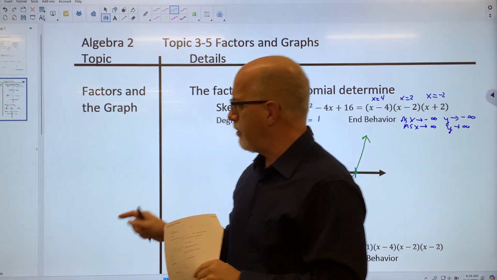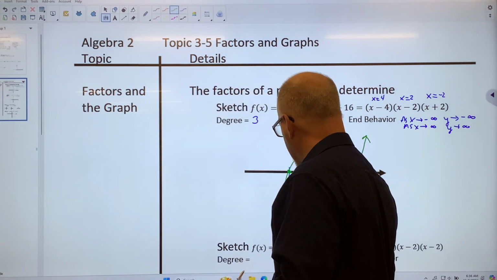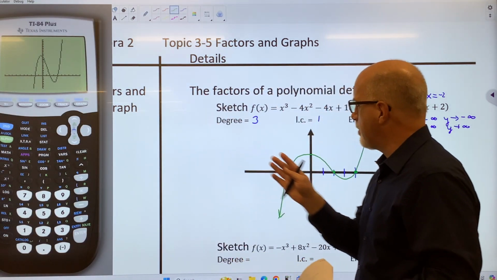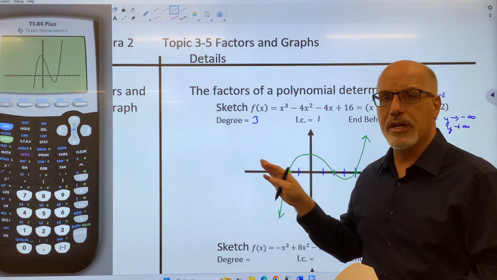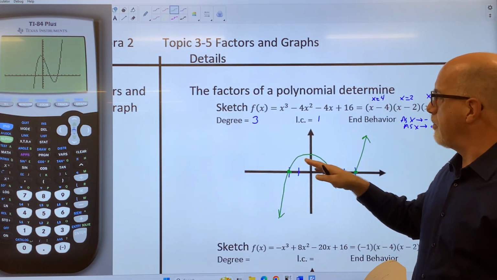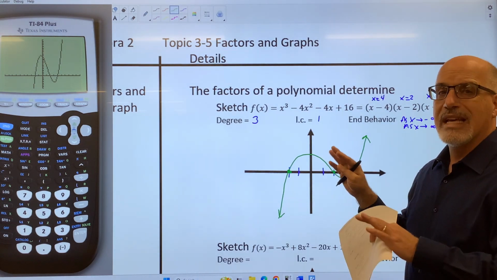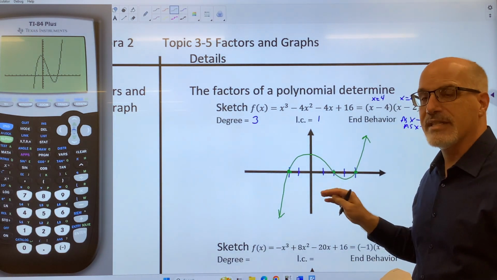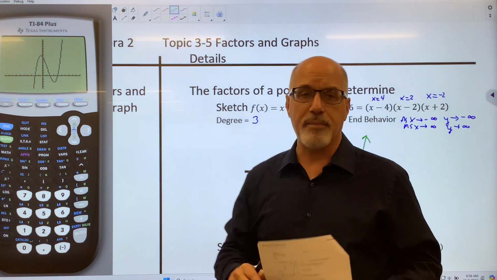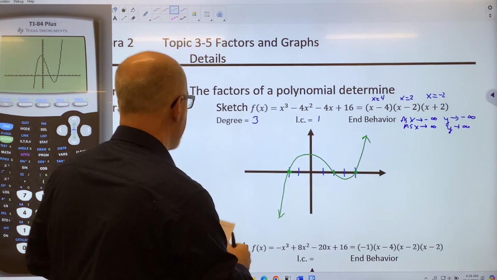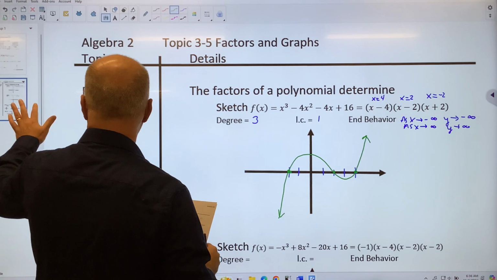Now, there's a few more details we want to talk about, but notice the comparison of these two. As a sketch, I didn't worry about how high up it goes. It goes up pretty high because of this. As a sketch, I'm interested in where it crosses the axis and the relative heights of the top and the bottom.